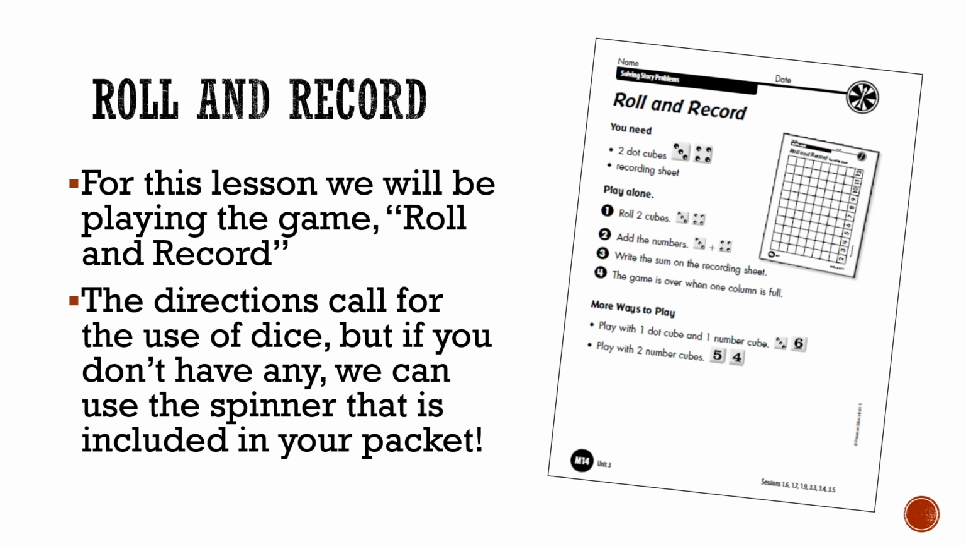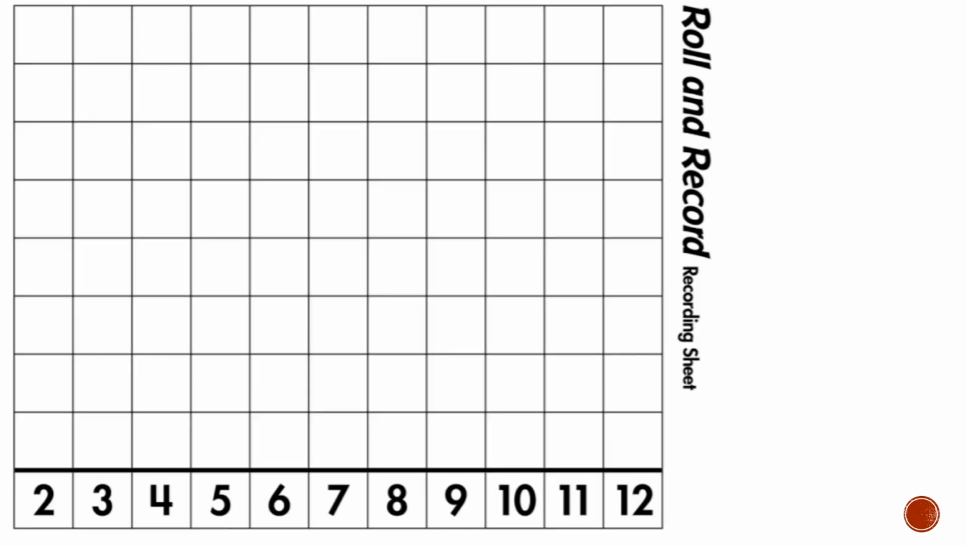A little bit different here from our directions. On this sheet here, it says for number 3, write the sum on the recording sheet. We're not going to do that exactly the way it's worded. We're going to add a little bit of a twist to it to make it a little bit more difficult for you, but not in a bad way. It's going to be fun. Okay, so let's go ahead and take a look at a recording sheet here.